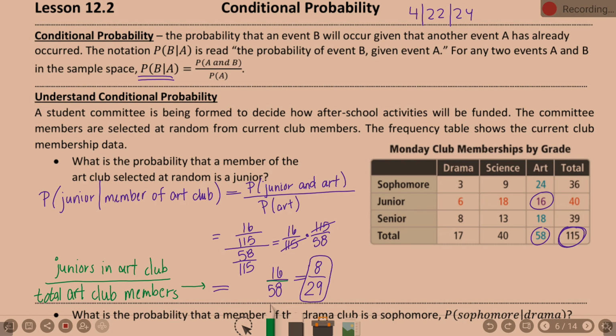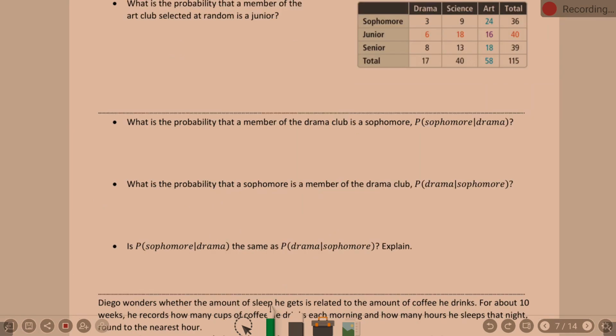Now, the others are on another page, I still have the chart available here. We have some questions asked just to get the feel for this conditional probability. What's the probability that a member of the drama club is a sophomore? So what's the probability that the student is a sophomore given they're a member of drama club? Okay, in words, what am I putting on top? Number of sophomores in drama club, right?